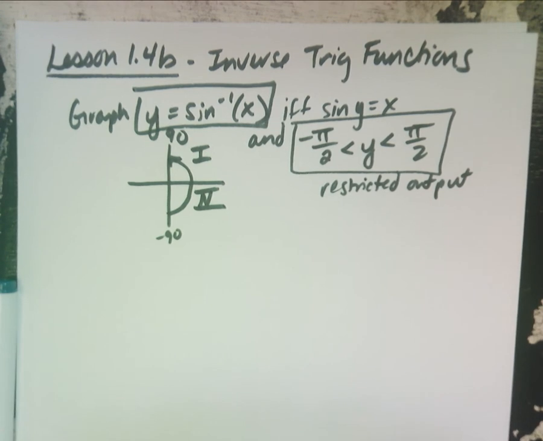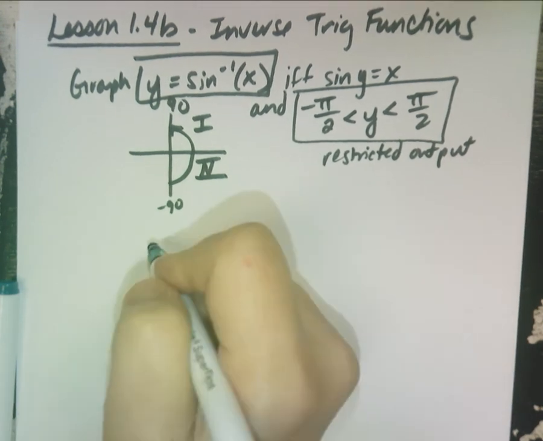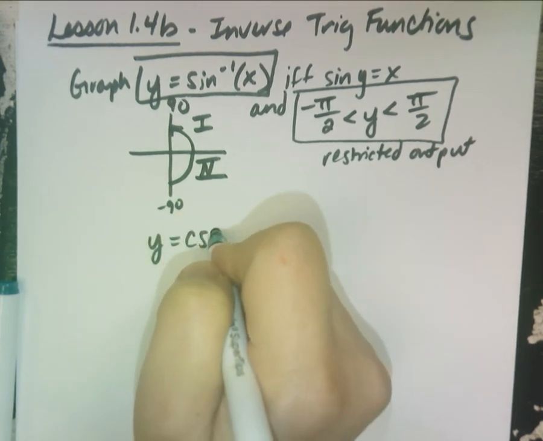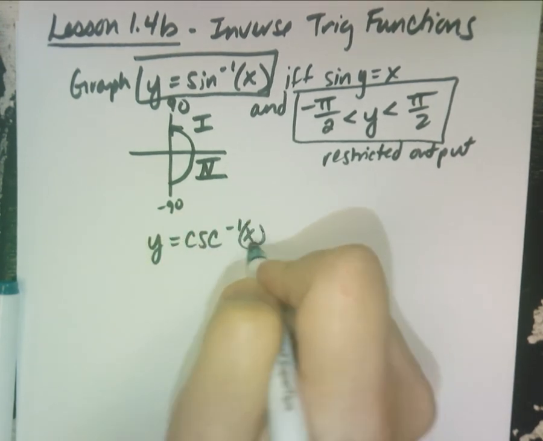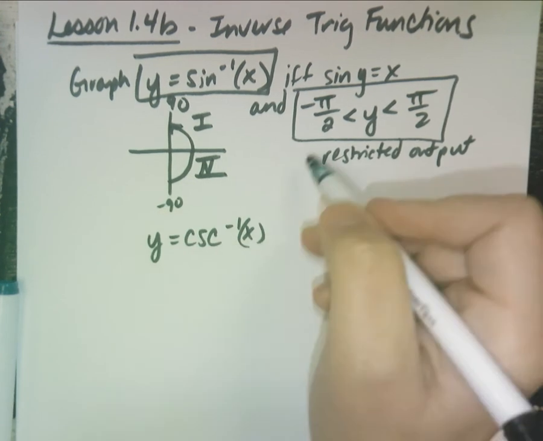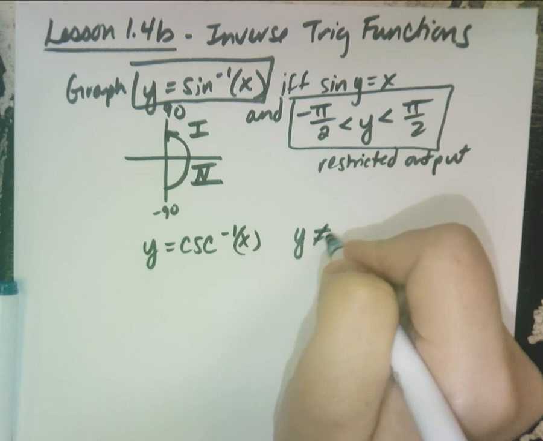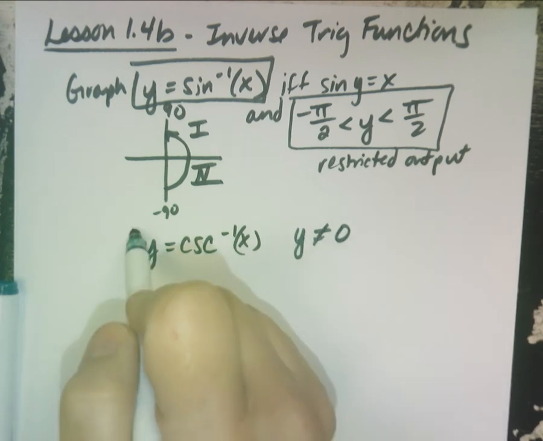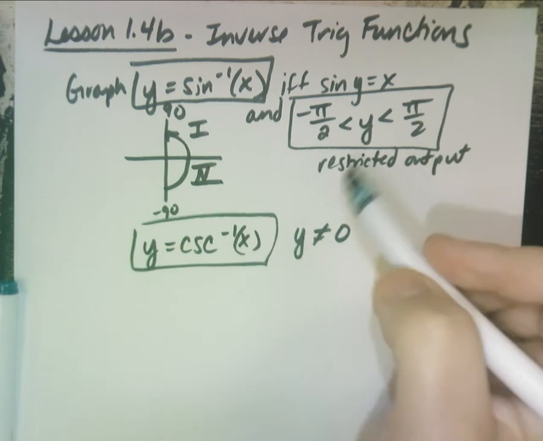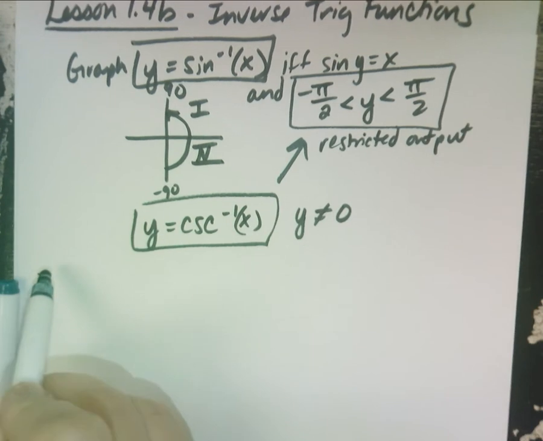We didn't do that last year because I was just introducing you to how to take an inverse of an angle to find the angle. Just so you know, cosecant, which you know is the reciprocal of good old sine, has the same restricted output except that y also can't be 0. So we might as well just put it here. It's the same one except y can't be 0.